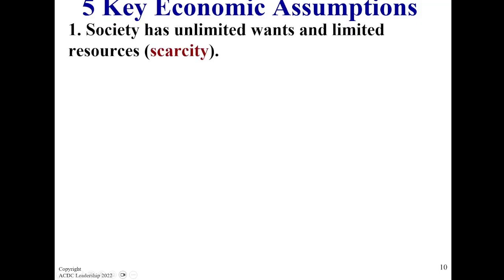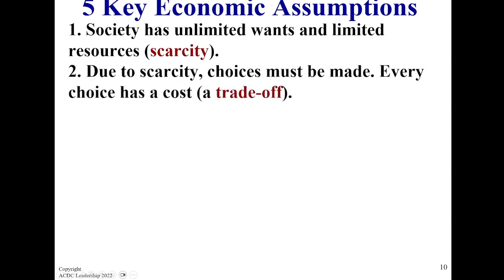So here are the 5 key economic assumptions we make when we study economics. First, society has unlimited wants and limited resources. This is scarcity, right? Due to scarcity, choices must be made. Every choice has a cost. We'll learn this is what we call an opportunity cost, right? Essentially, it's like a trade-off.